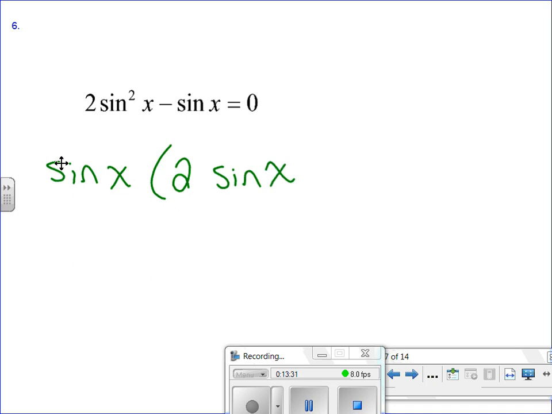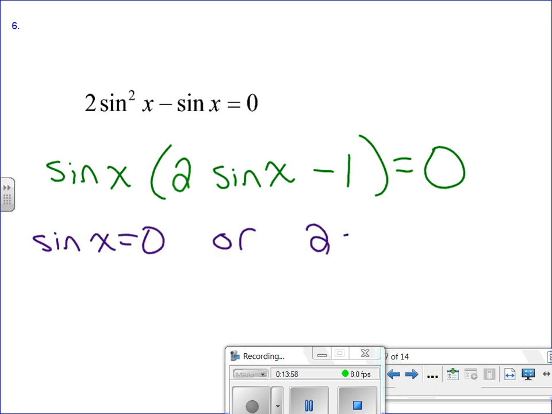Okay, so after I pull a sine x from the first term, I'm left with a 2 sine x. But what would my second term be left with if I removed a sine x? A negative 1. And then this is classic zero product property. If sine x times 2 sine x minus 1 equals 0, then we can conclude that one of the two must have been 0. So, conclusion, either sine x equals 0 or 2 sine x minus 1 equals 0.